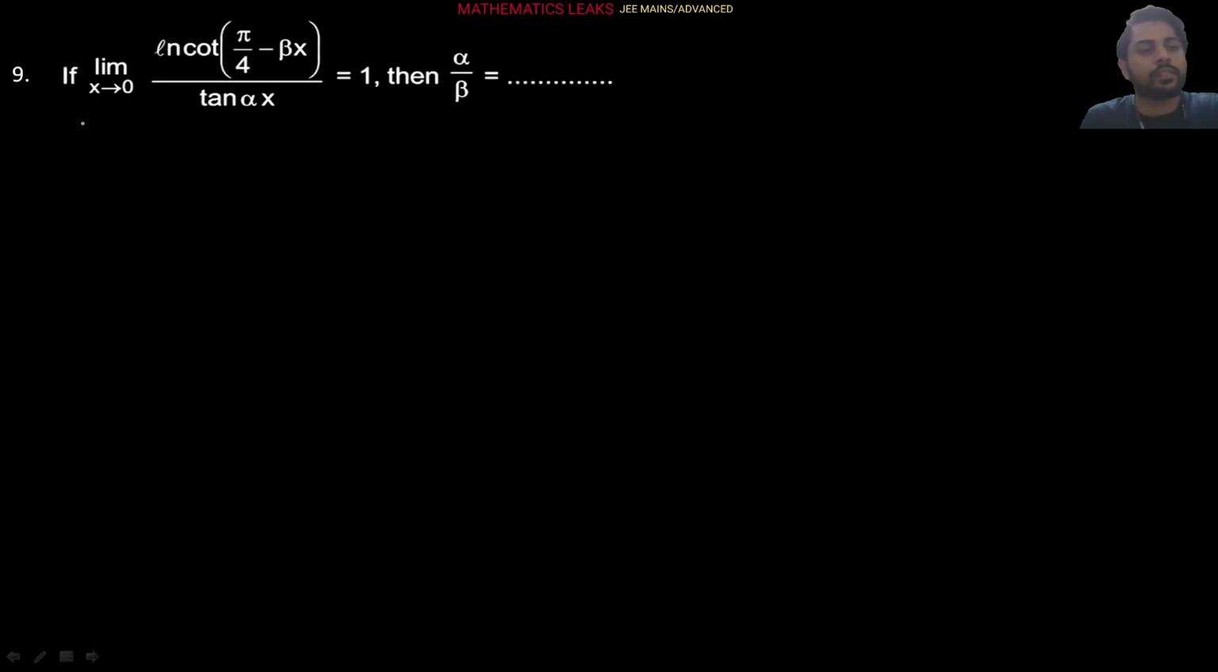Next question: limit x tends to 0 of ln of cot of (pi by 4 minus beta x) upon tan of alpha x is equal to 1. Then alpha by beta is equal to? So let's solve it.